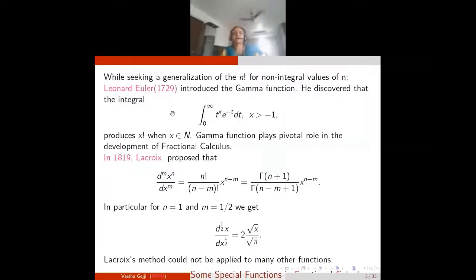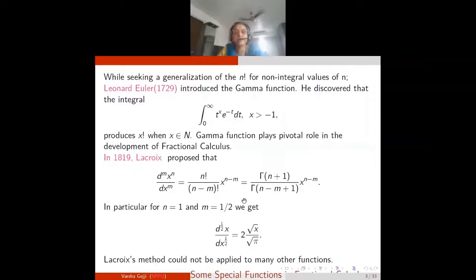So it was Leonhard Euler, the great mathematician, who introduced the gamma function as a convergent integral, converging for values x greater than minus 1. And this integral is a generalization. It produces x factorial when x is a natural number. So this was one special function which plays a pivotal role in the development of fractional calculus.